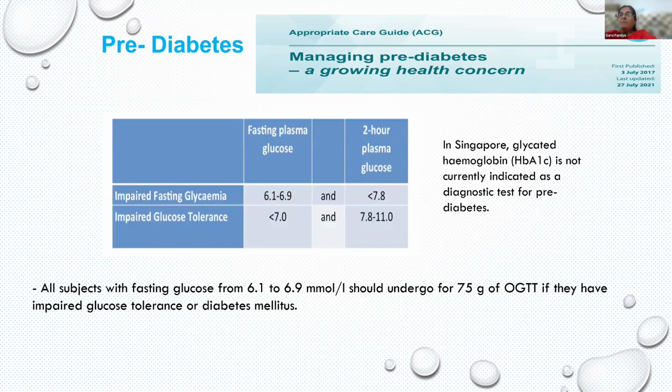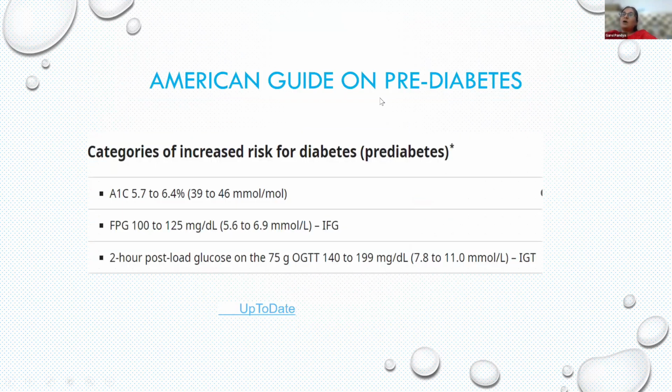Any patient who has impaired fasting glucose should go for the oral glucose tolerance test as per our local guidelines. This is the American guidelines, where the HbA1c target is more stringent, 5.7 to 6.4. There even the fasting glucose is more stringent, 5.6 to 6.9. But the oral glucose tolerance is similar to ours.